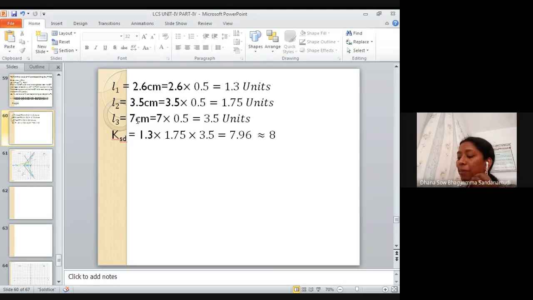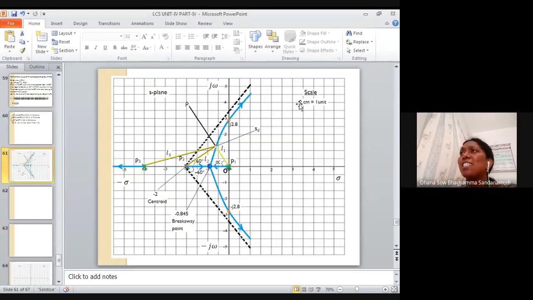I'm sorry, not the damping ratio. Since the damping ratio value is also 0.5, I mixed it up. In order to convert centimeters into units, there is a relation. What is that relation here? 2 centimeters equal to 1 unit. So 1 centimeter is equal to 0.5 unit.